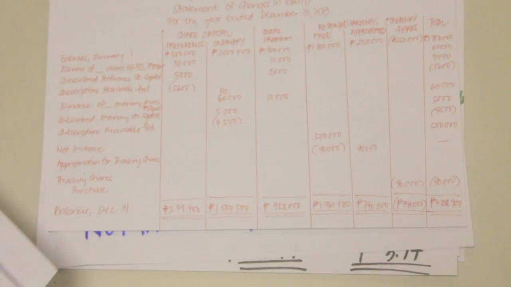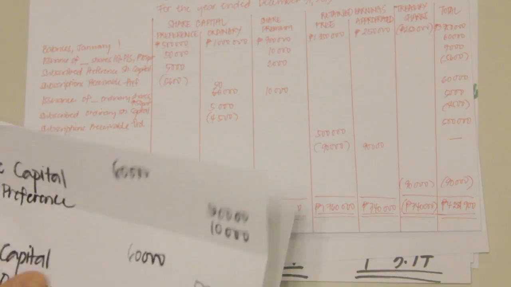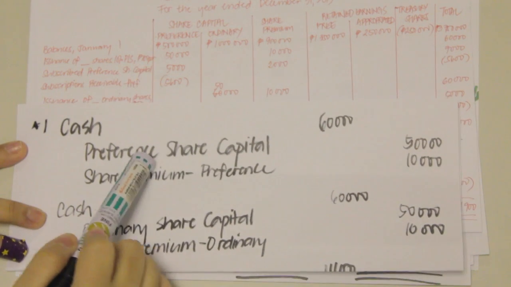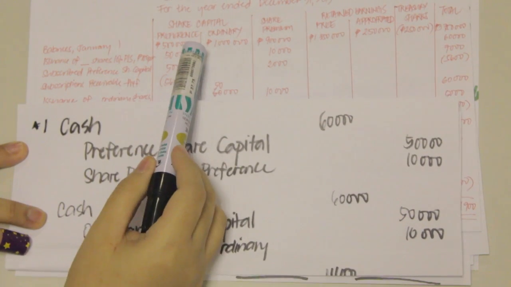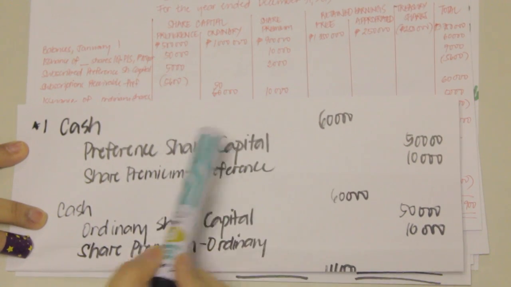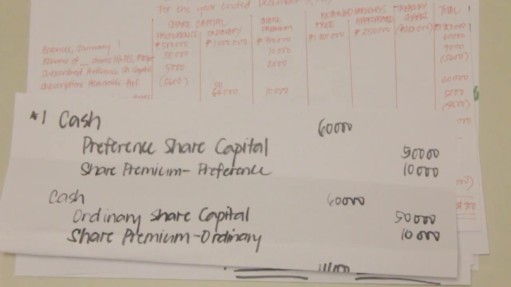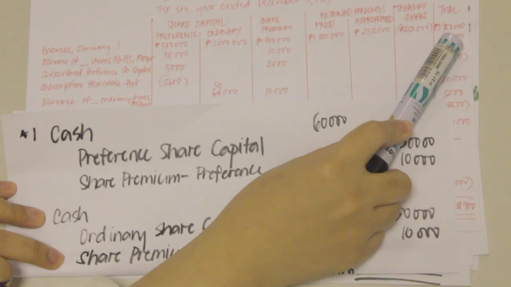After recording the initial balances, we now have to record all those that we made journal entries for. So the first one would be this one. So that means your preference share capital has a 50,000 additional, so that's 50,000 here. And then share premium would be 10,000. So you record that in the share premium column. So a total of 60,000 pesos.